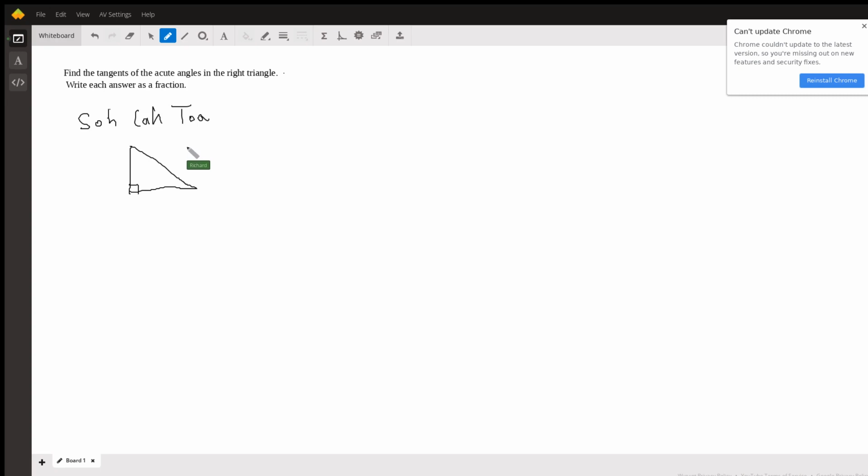Now we're given a triangle that looks like this. The original triangle was rotated a little bit just to confuse you, but I'm just going to set it up in the more traditional way. And we're told that this side is 3 and this is 5 and this is root 34.